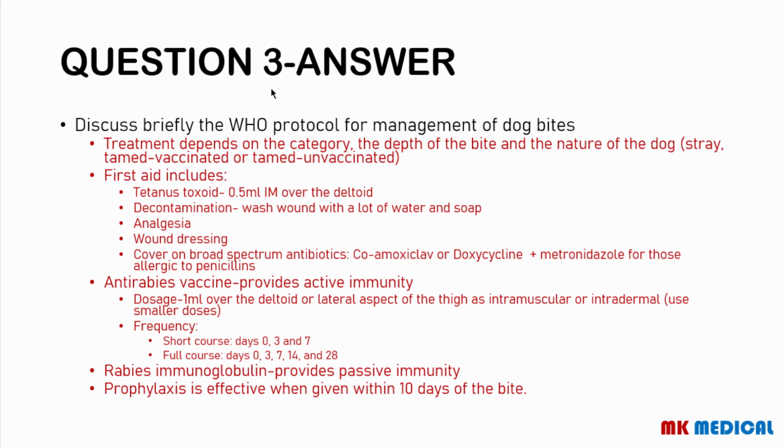You also have anti-rabies vaccine that is supposed to be given. The dosage is about 1 ml over the deltoid or the lateral aspect of the thigh. It's given as intramuscular or intradermal. If you're giving it intradermal, use the smaller doses. So you could give a short course or a full course depending on the level of exposure of this patient. The short course is given at 0, 3, and 7 days. The full course is given at 0, 3, 7, 14, and 28 days. Then, of course, rabies immunoglobulins can be given, and these only give you passive immunity. Prophylactic measures are only effective within the first 10 days of the bite.